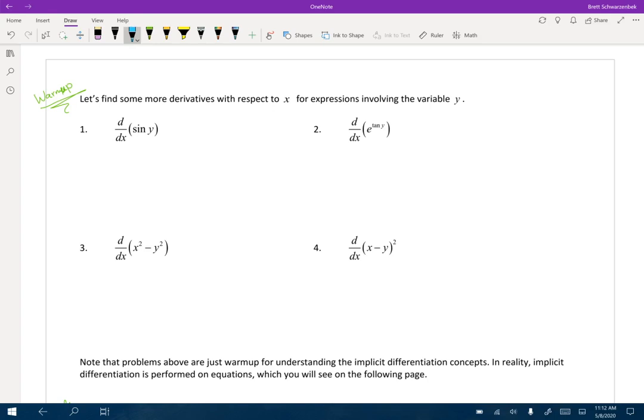So look at number 1. It's asking for the derivative with respect to x of the sine of y.